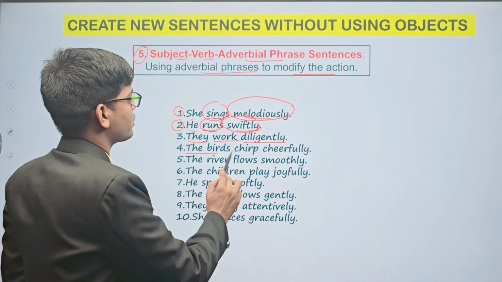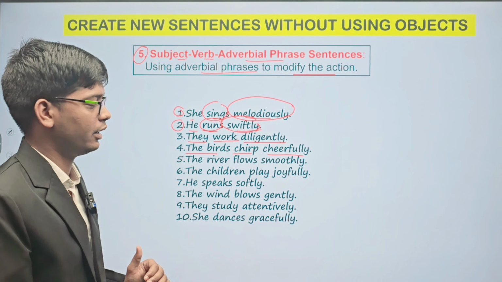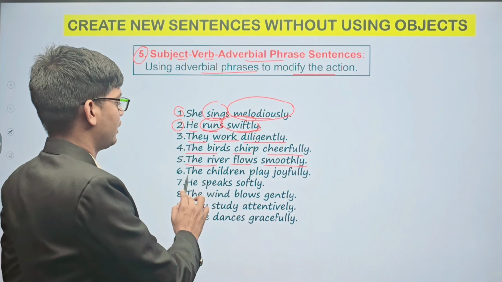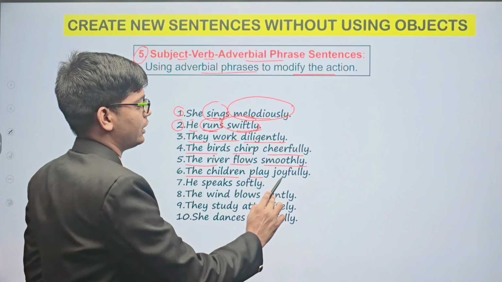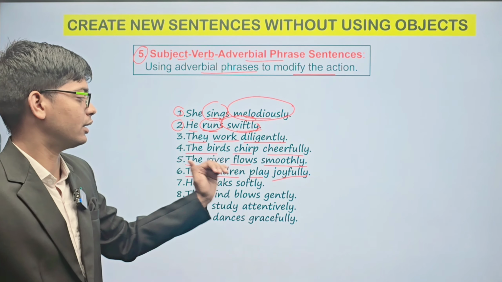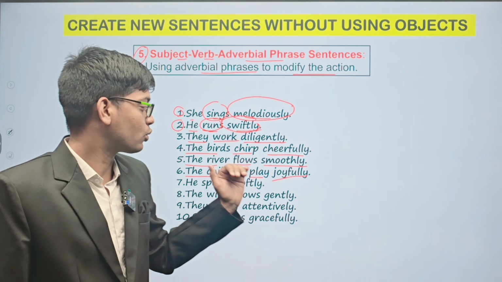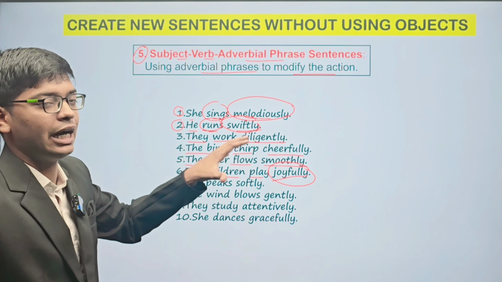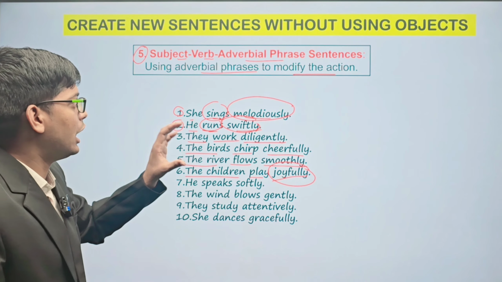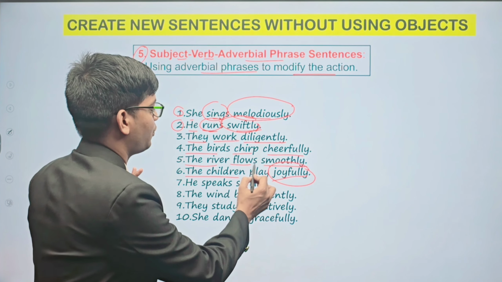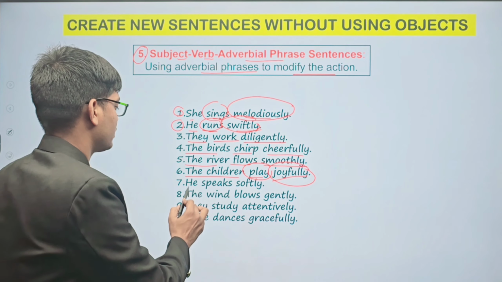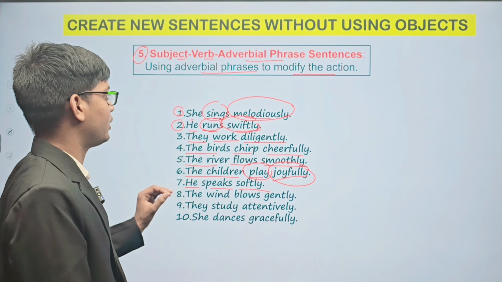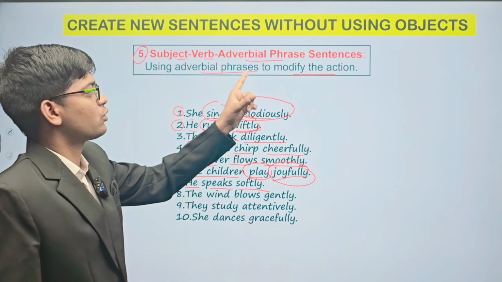Next one, the words cheerfully. Next one, the river flows smoothly. The children play joyfully. Joyfully is an adverbial phrase, because an adverbial phrase modifies the action. The action is play. Next one, he speaks softly. You can see the adverbial phrase modifies the action.